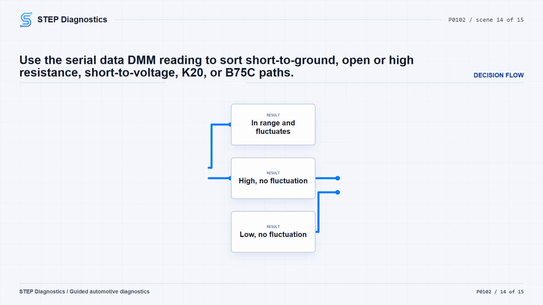Infinite resistance means test continuity to the control module harness for less than 2 ohms. If continuity is 2 ohms or greater, repair the open or high resistance. If it is less than 2 ohms, replace the K20 engine control module.